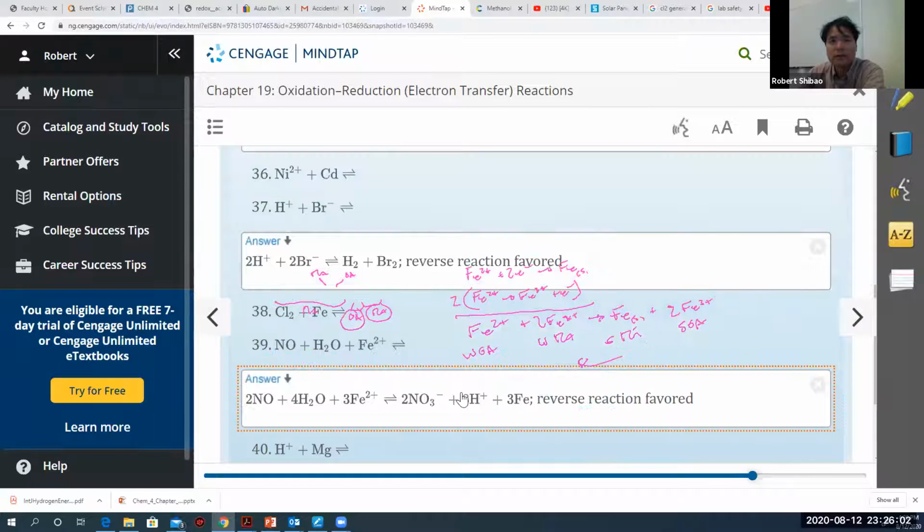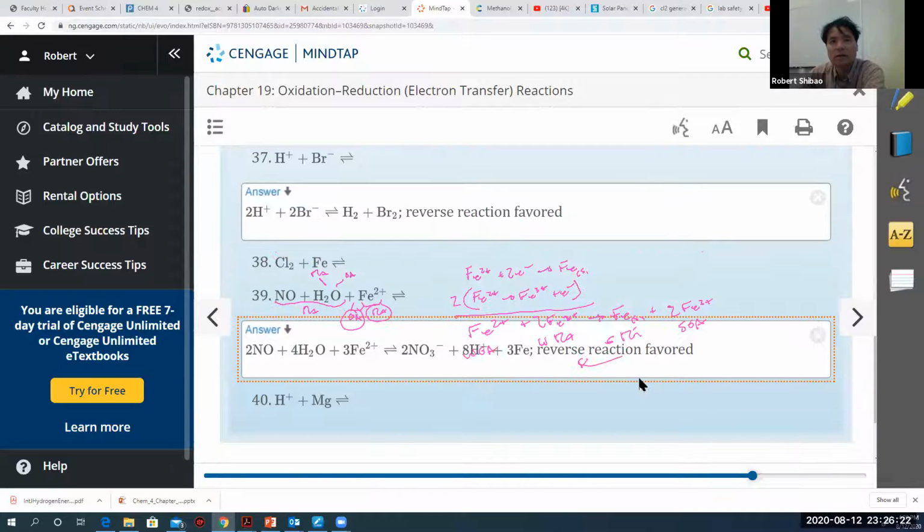Okay, they did it different though. They didn't pick the strongest reducer here. So this is not the most likely reaction to occur. You know, the most likely reaction occurs between the strongest oxidizer and the strongest reducer. And so I wouldn't have selected this reaction as the most likely reaction.